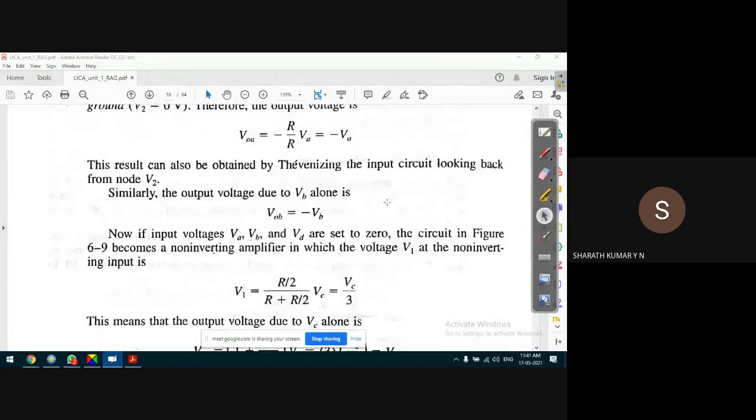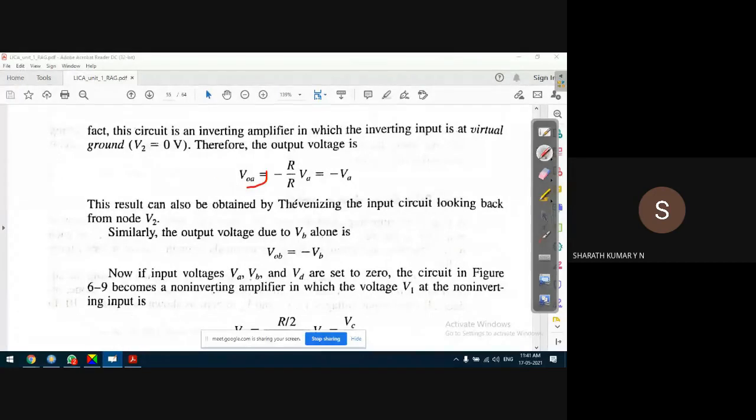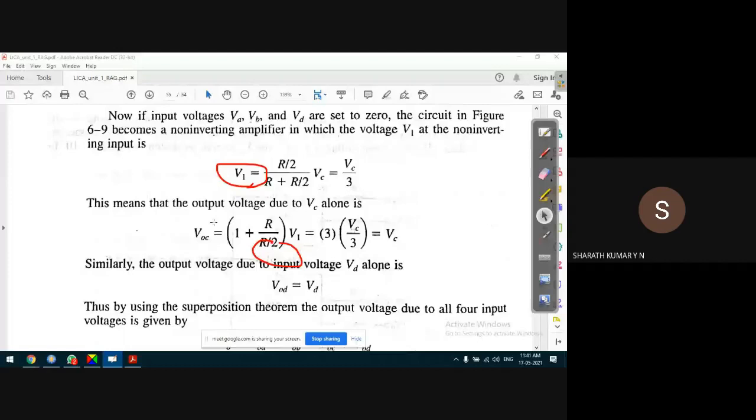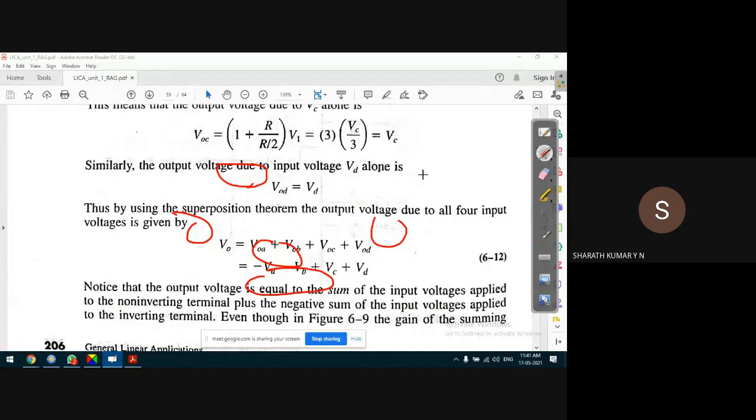So from these 4 equations, one is VOA, next is VOB, then comes VOC, which is equal to VC, and VOD. We can conclude that the output voltage due to the 4 voltages is minus VA minus VB plus VC plus VD, because VA and VB are applied to the inverting input terminal, and VC and VD are applied to the non-inverting input terminal.